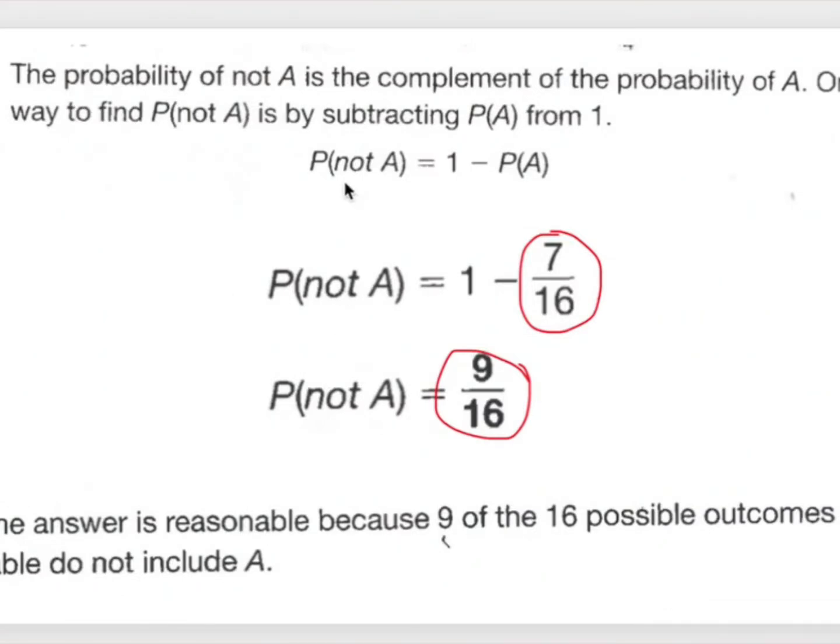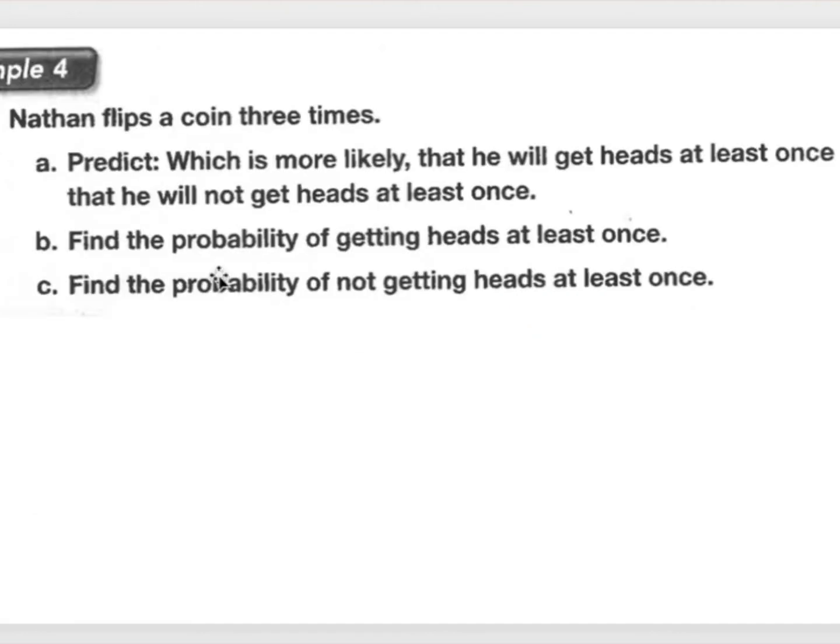Okay, so we are on this next one here. Nathan flips a coin 3 times. Predict which is more likely, that he gets heads at least once or that he will not get heads at least once. Okay, so let's think about it. 3 times of a coin flip.